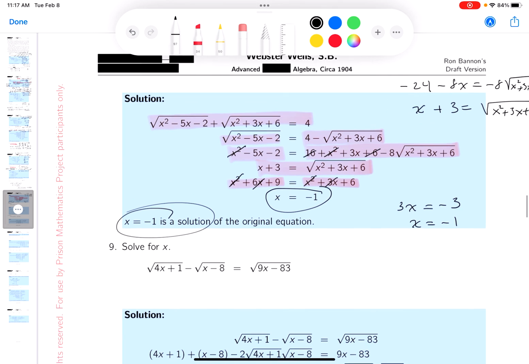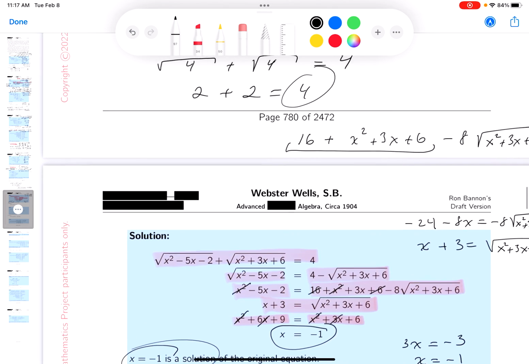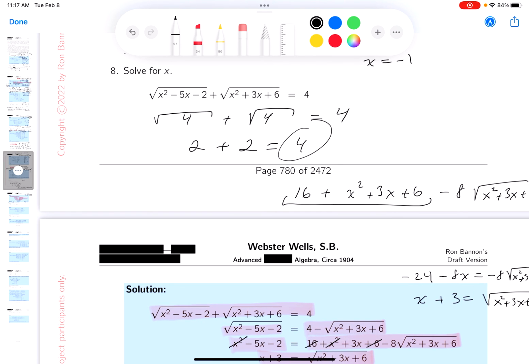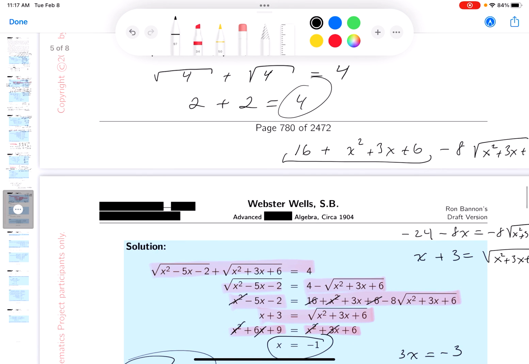All right? Are these tough problems? Yeah, but it's really the same loop over and over again at this point. Isolate the radical, get rid of a radical, move forward. You might have to do the step 2 or 3 times to do it, though.